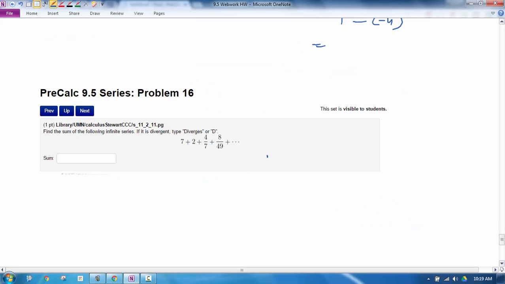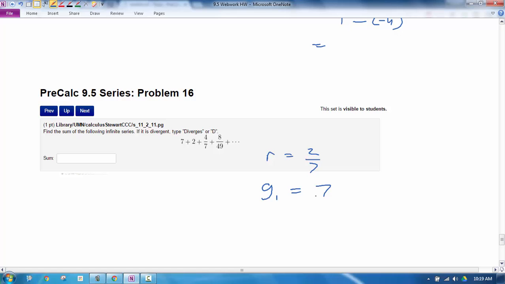All right, the next problem is a geometric series again. We're multiplying by a common ratio of 2 over 7 if you look at this, because 7 times 2 over 7 gives you just 2. And then if you multiply 2 by 2 over 7, you get 4 over 7. So it's kind of easier to see from this point moving forward what the ratio is, but that's okay. It's 2 over 7. This is geometric now, so the first term is 7.